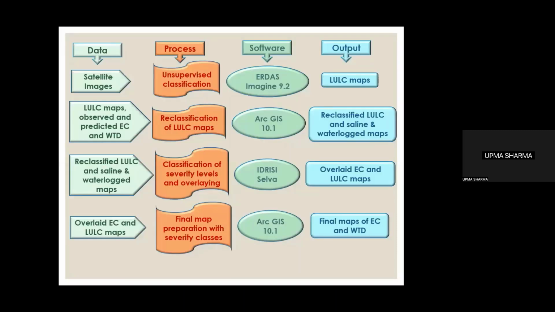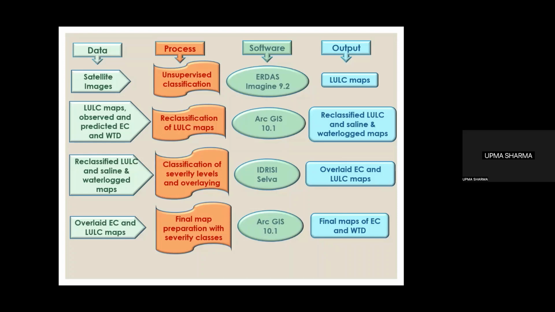Now, next is my methodology: what data I've used, what process I've gone through, what software has its utility in this process, and what output I got. First of all, I have used satellite images. With the satellite images, I have done the unsupervised classification using ground truth data and decoding operations. Using the ERDAS Imagine 9.2 software, the output I got was the land use land cover map.